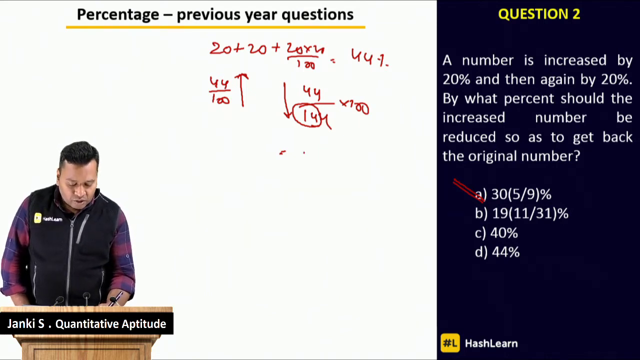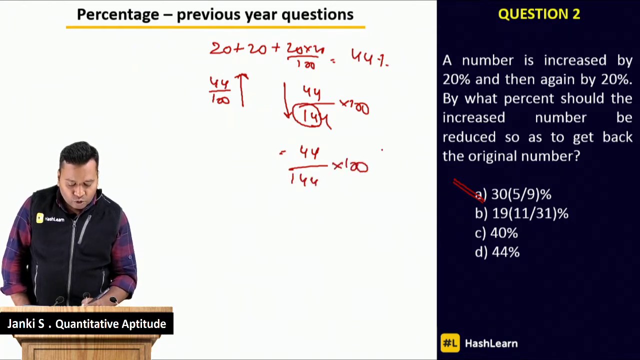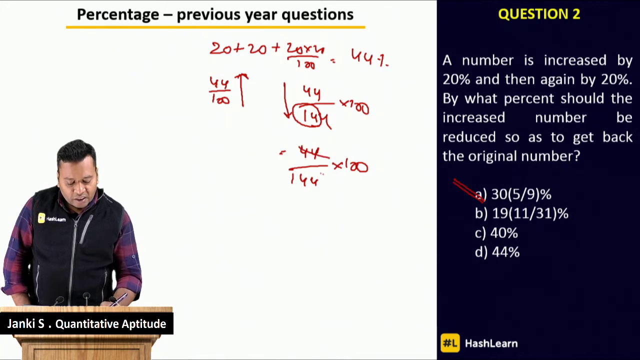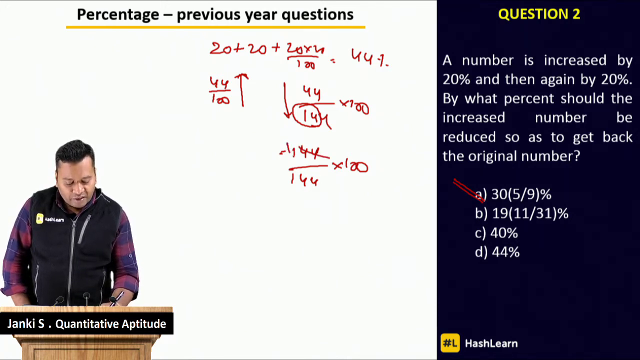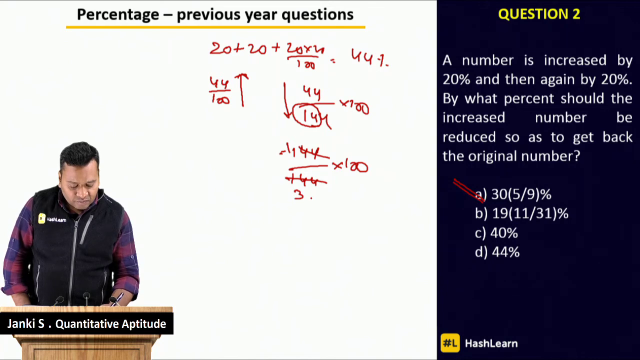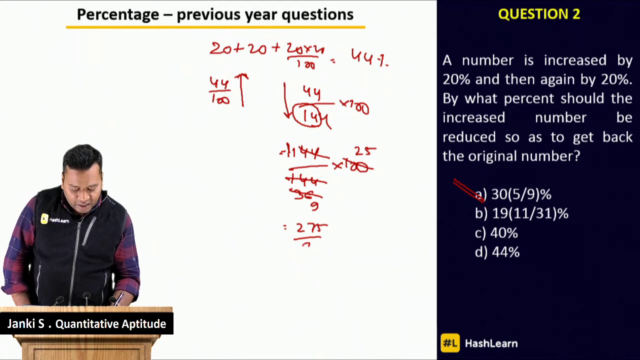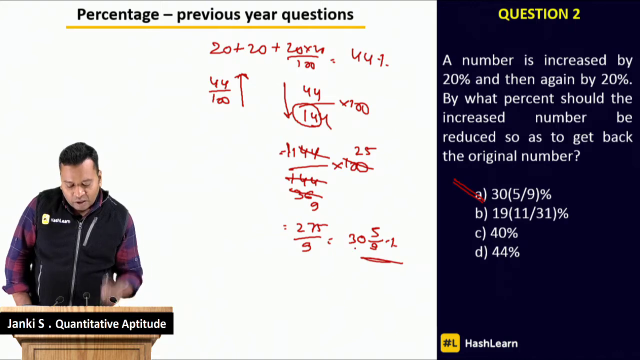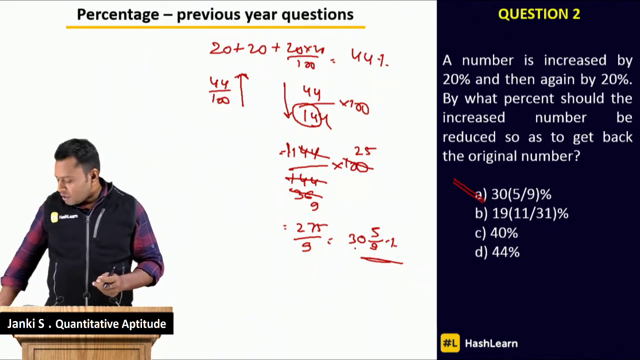Let's try to check. So here the value is about 44 divided by 144 into 100, right? So both the values are divisible by 4. 11 times here, and 36 times here. Again I'll divide by 4, 9 times and 25. So that's about 275 by 9, right? 30 2 by 5 by 9% will be the value. But I think you could have directly gone by the options to work on the value.